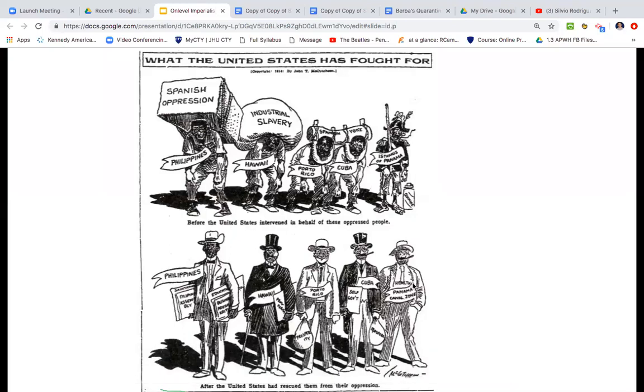Why did the Philippines rebel? They rebelled because they wanted their own independence. They didn't want American influence. I mean, they had been ruled by the Spanish for 200 plus years. They wanted finally the opportunity to be able to govern themselves without foreign intervention. And that just wouldn't happen until the 1940s, after World War II, right? So they didn't want American influence. They wanted freedom.